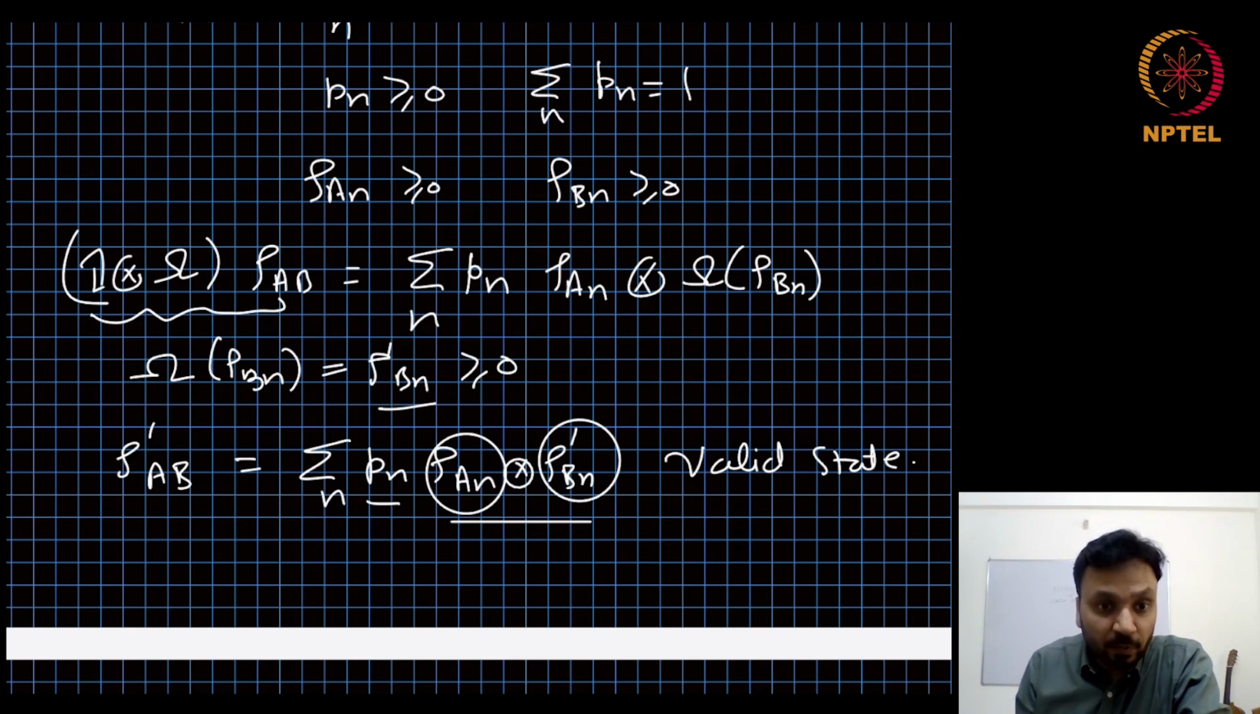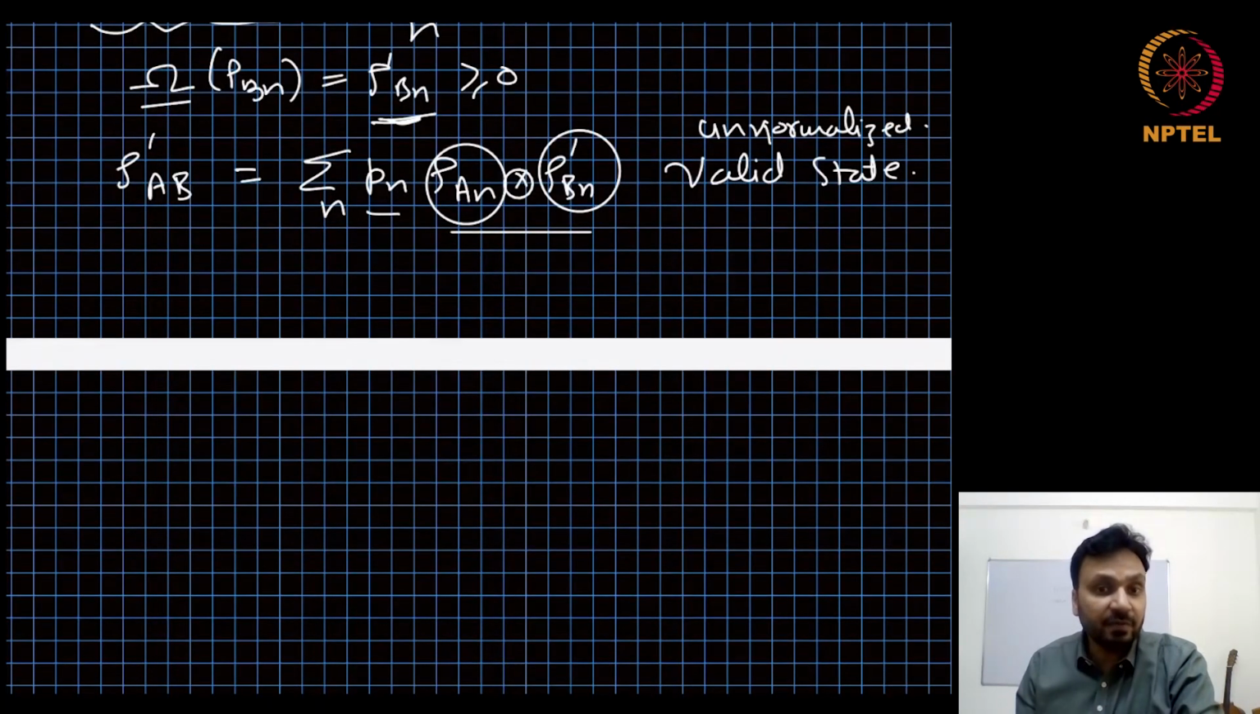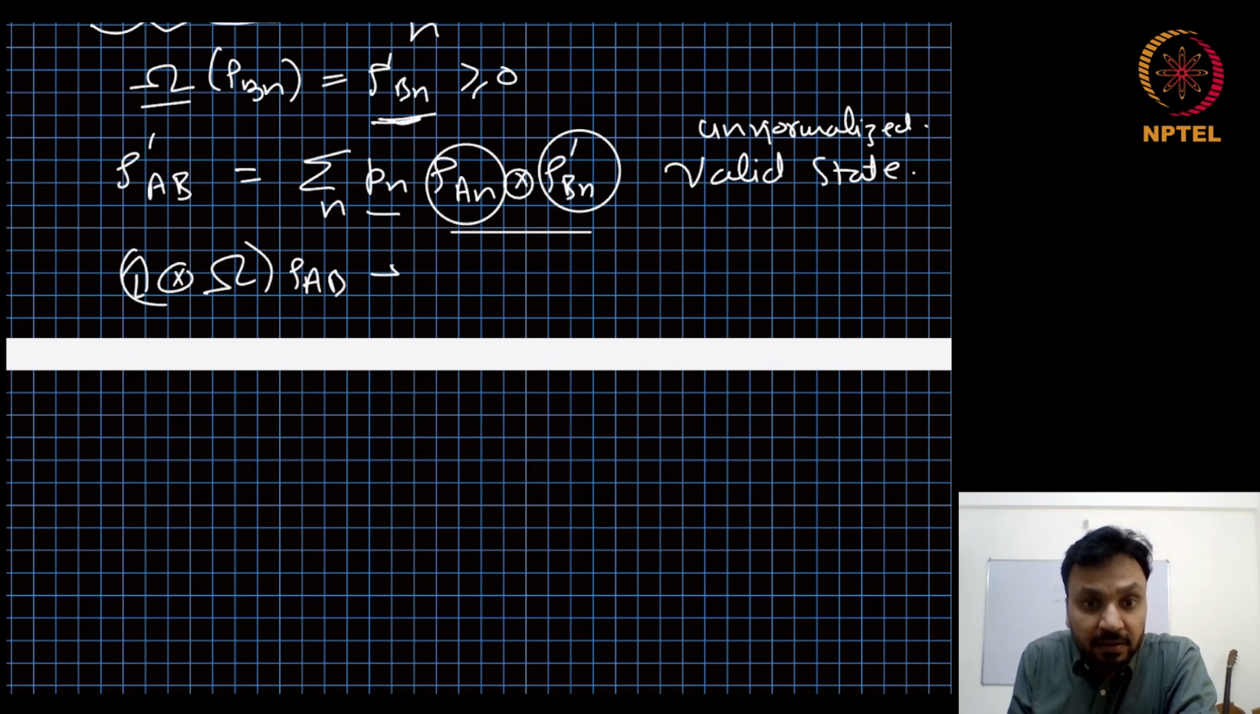It is possible that omega is just a positivity preserving, positive map, but not trace preserving. In that case, this will have a different trace, so it will be an unnormalized valid state. But still a positive operator, and we can normalize it and get the state we want. So in that way, identity tensor omega acting on rho AB results in a positive operator rho prime AB.